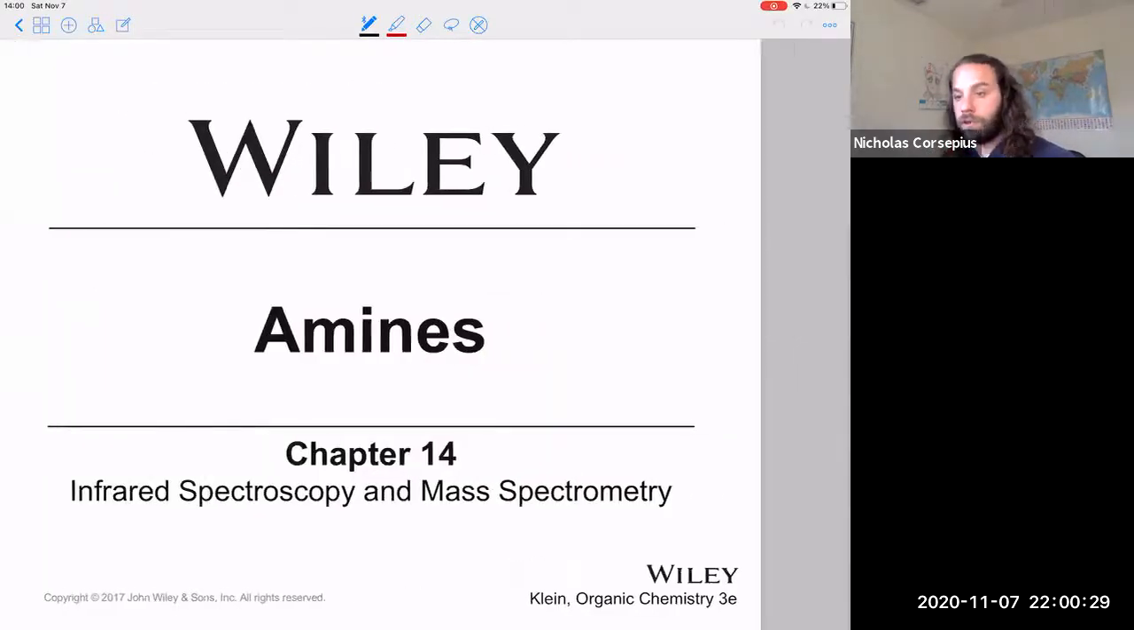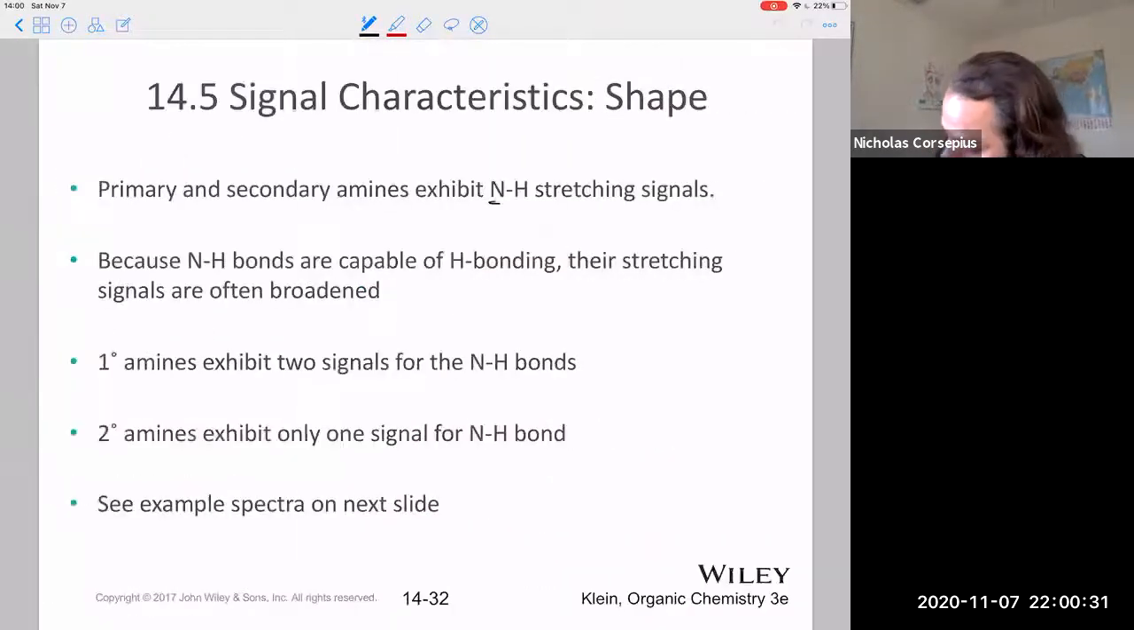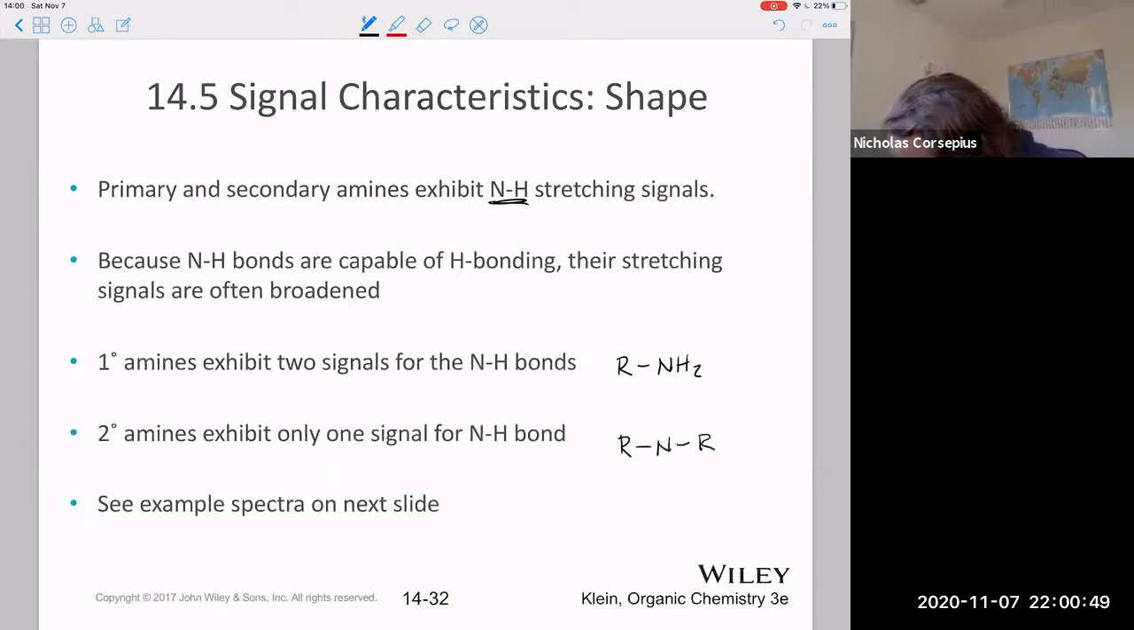Amines. So these are nitrogen-hydrogen bonds that we're sort of measuring here. And we'll be able to spot amines, two different types of amines. So primary amines, this would be something like this, a primary amine. A secondary amine is something like this, right? So the difference between a primary amine and a secondary amine are the number of hydrogens that are actually bound to that nitrogen.